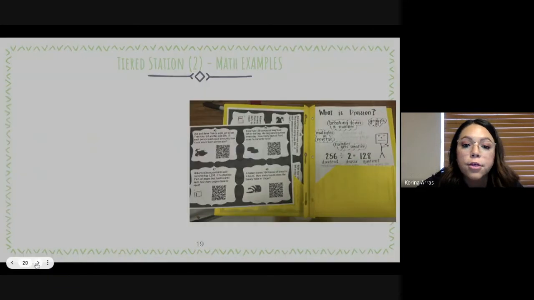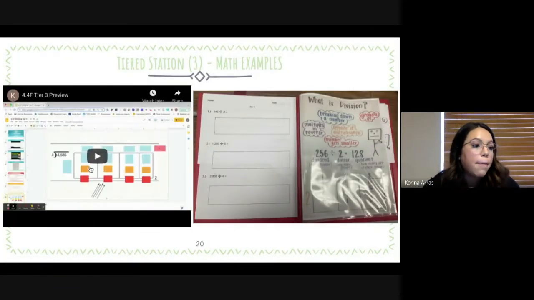And then for our tier 3, they are students who did not master any of those questions on the checkpoint. So they're going to be practicing the skill of just dividing. I don't want it in a word problem yet. I just want to know if they know how to divide.